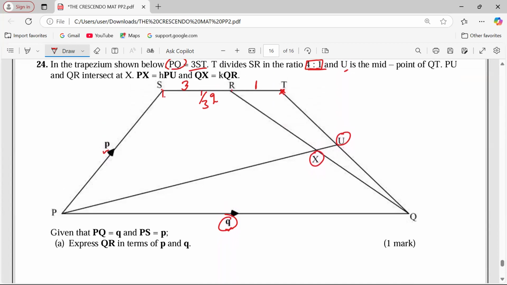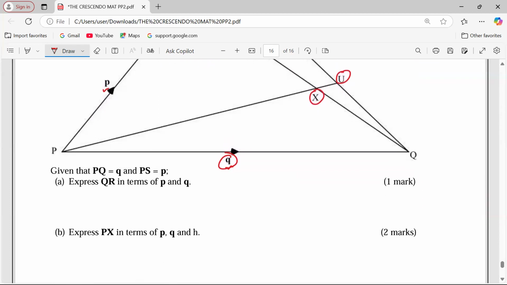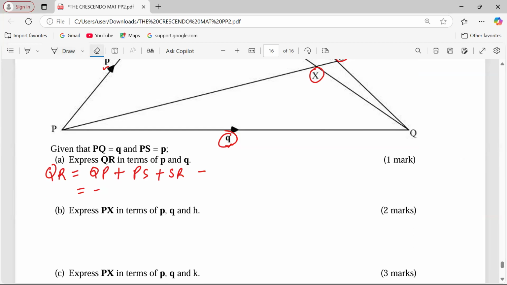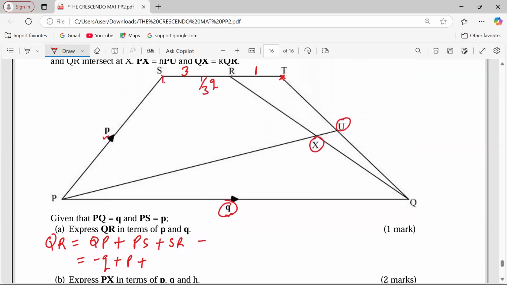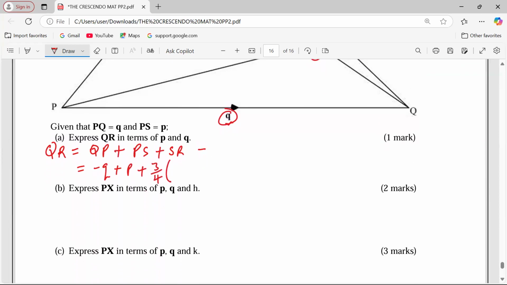Express QR. So let me get to QR now. From Q to R, we can have QP plus PS, then S to R. Here Q to P should be negative Q. Then we add PS, which is P. Then we add SR. Now the value of SR should be 3 out of the 4 proportions of a third Q.